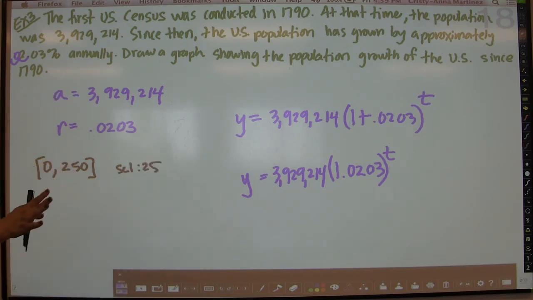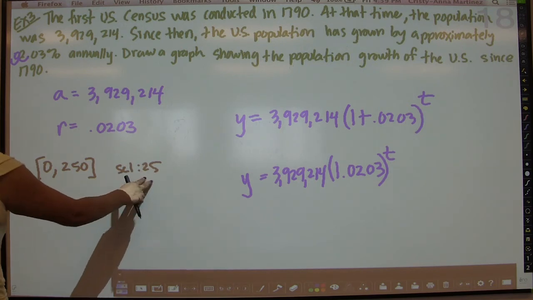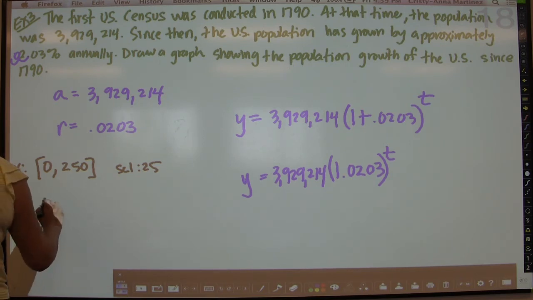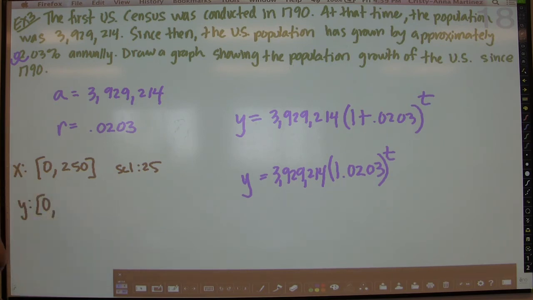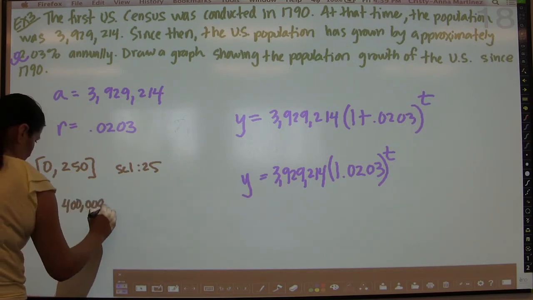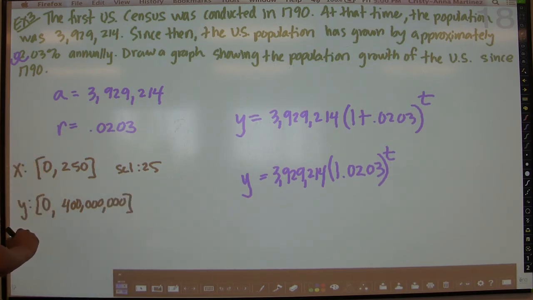This is for your calculator window, okay? This is for the X. You want to go from 0 as your minimum to 250 your maximum and a scale of 25. And then for your Y minimum is going to be 0, and your Y maximum is going to be 400 million. It's a big number. And this time you want your scale to be 40 million.